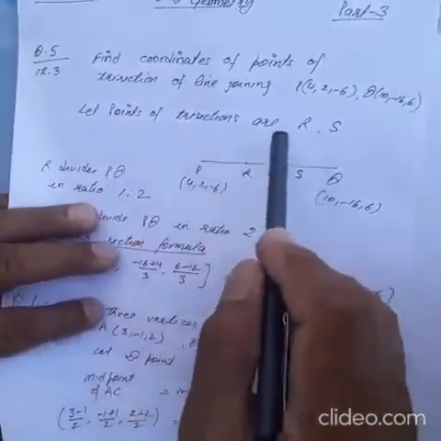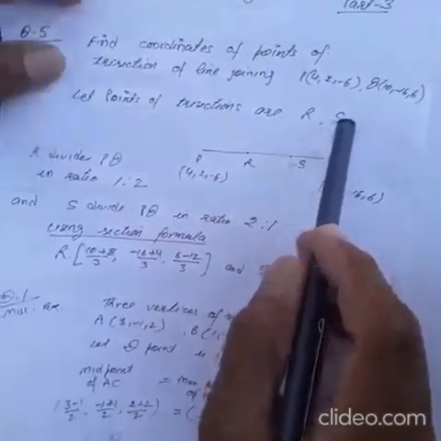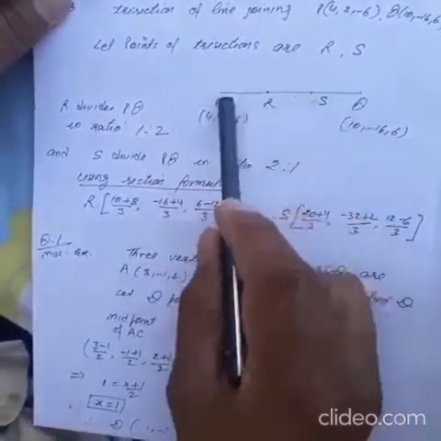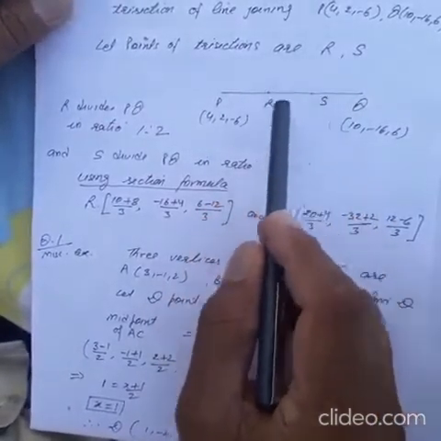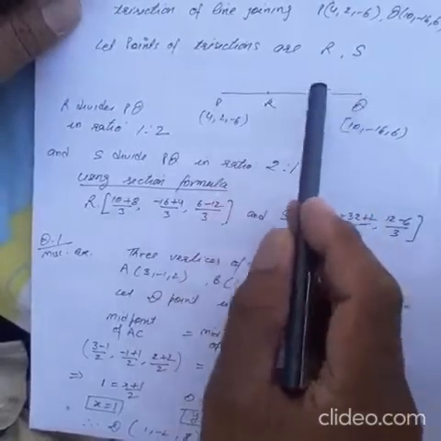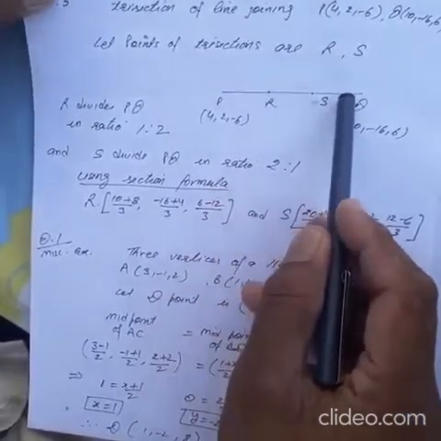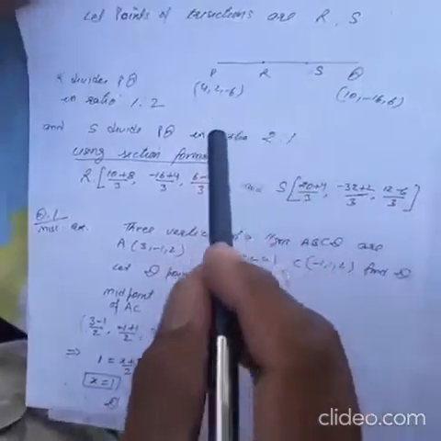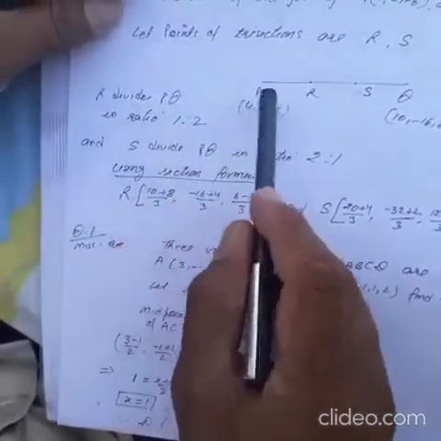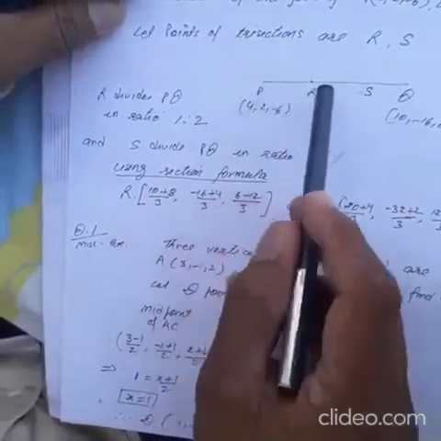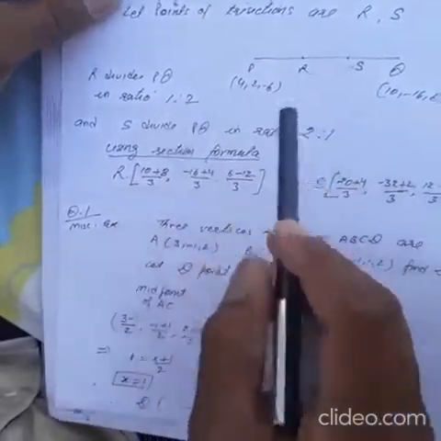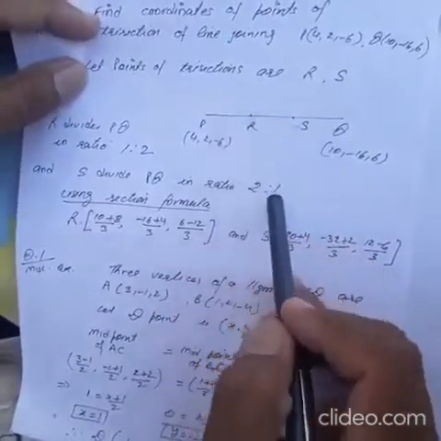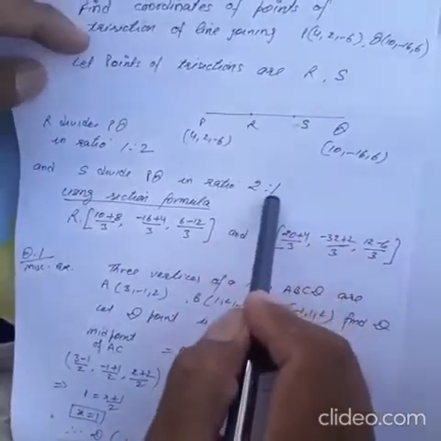Let the points of trisection be R and S. So this will be the position of R and S. This is the line joining PQ. R and S are dividing this line PQ into 3 equal parts. It means PR is equal to RS is equal to SQ. So therefore R will divide PQ in ratio 1:2 and S will divide PQ in ratio 2:1 internally.